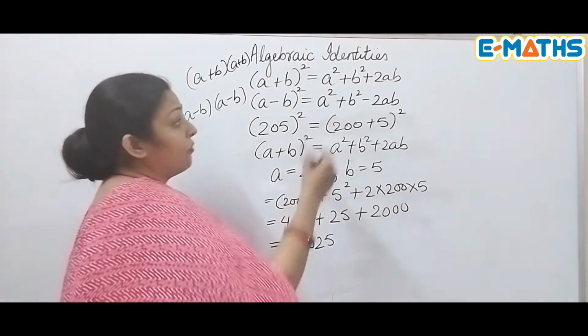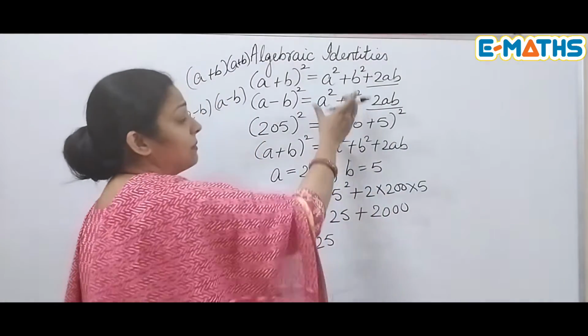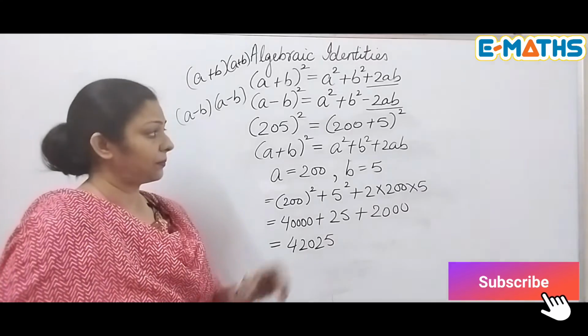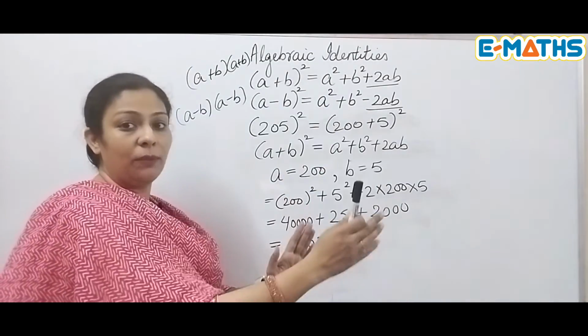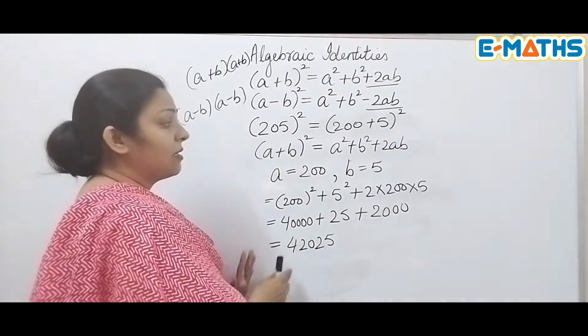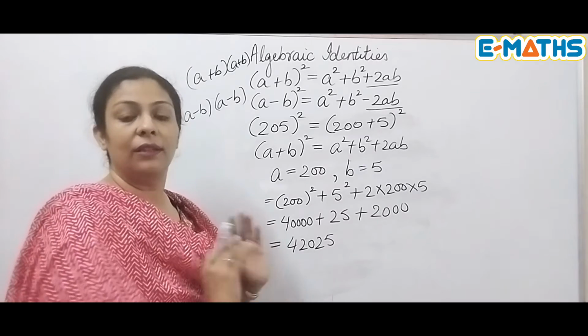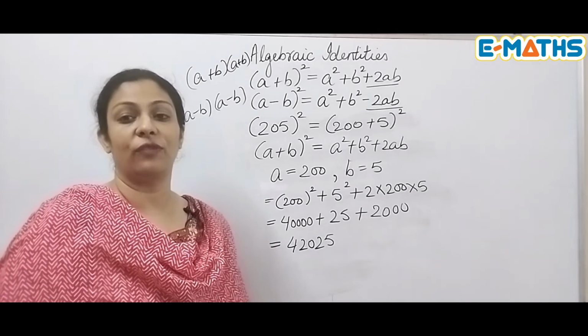Most children don't write this part of the identity and solve only this much, so of course that will give the wrong answer. There is one more way you can do it. You can find the square of 205 in the rough column and check whether you are getting the same answer as this or not. If not, then you must have missed something in the identity. I hope this video of mine is going to be useful for you.